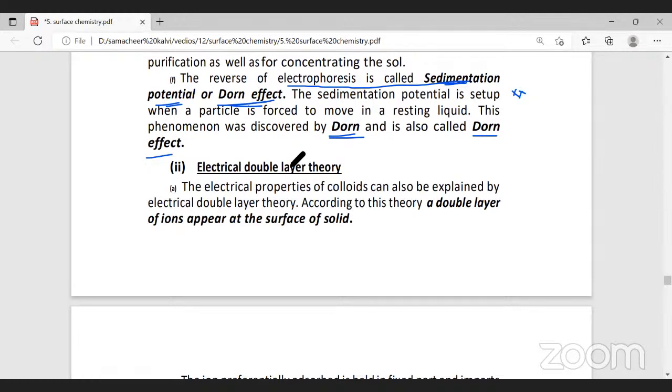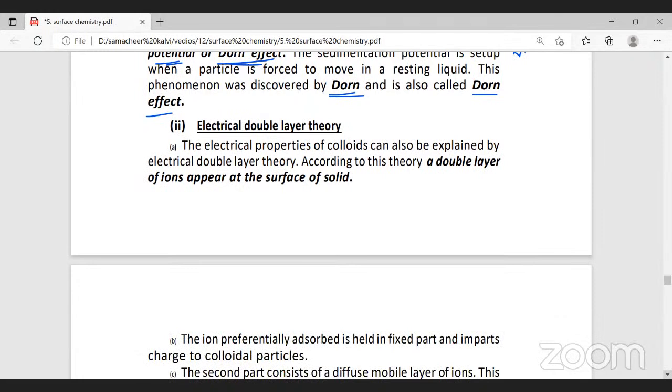Now, electrical properties of the colloid can also be explained by the electrical double layer theory. According to this theory, a double layer of ions appears at the surface of the solid.